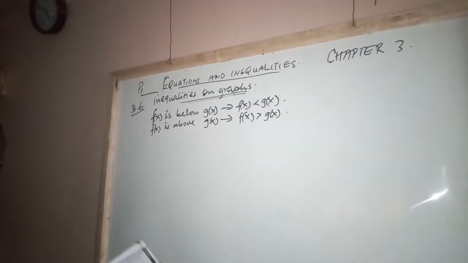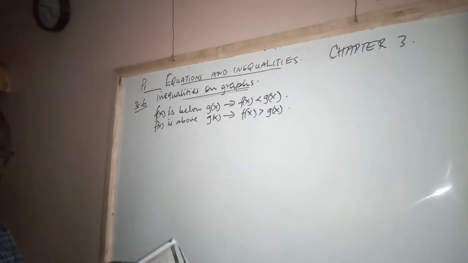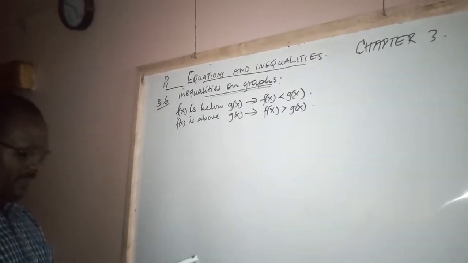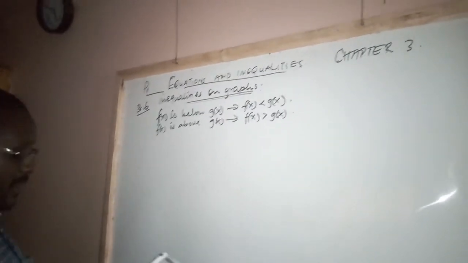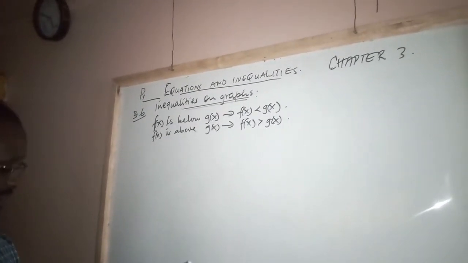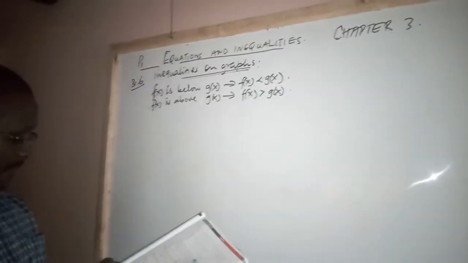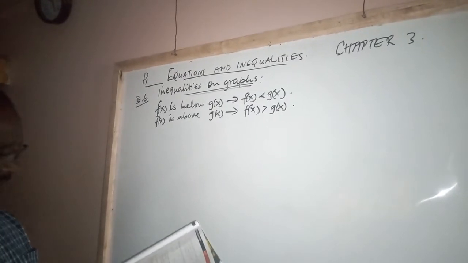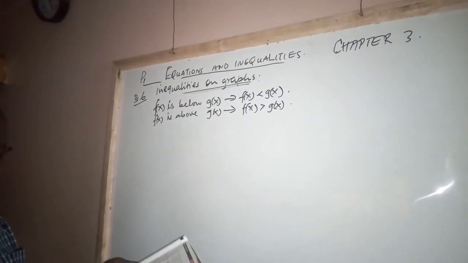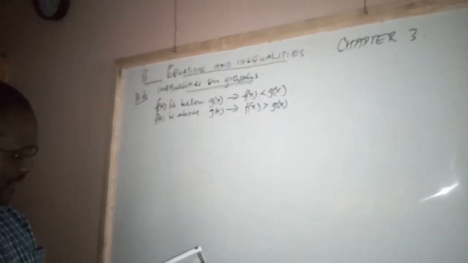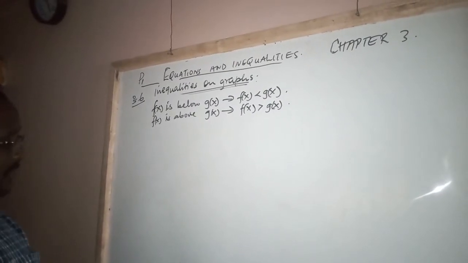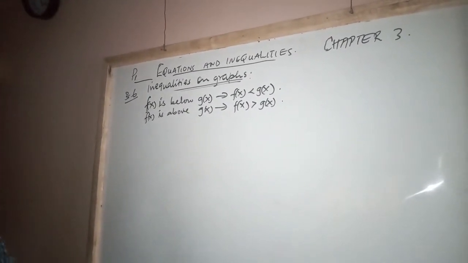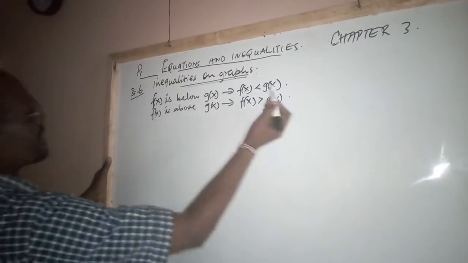Under 3.6, we are supposed to understand inequalities on graphs. We are on page 49, and we need to understand the bold statement down there. The first one says you may be asked to interpret physically the solutions to inequalities by considering the graphs of functions that are related to them. This relationship is simply summarized here.